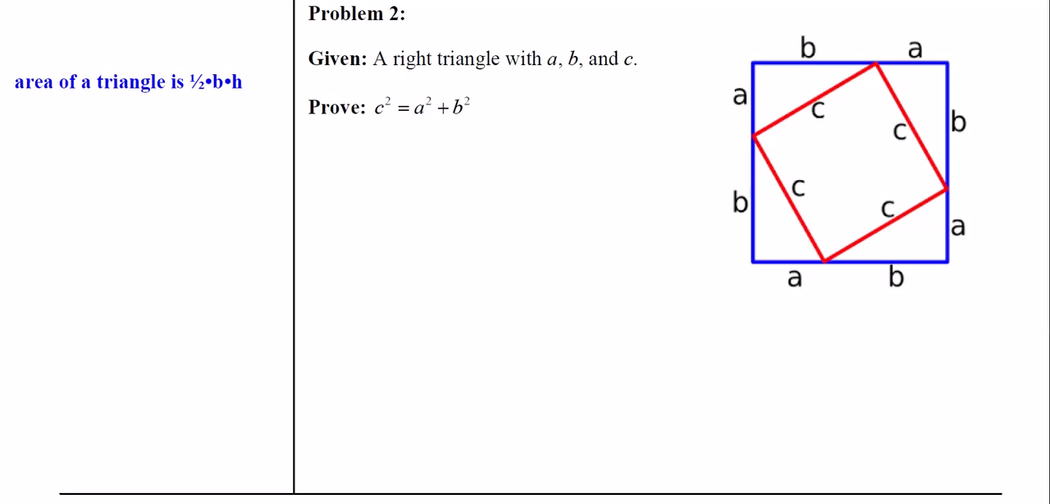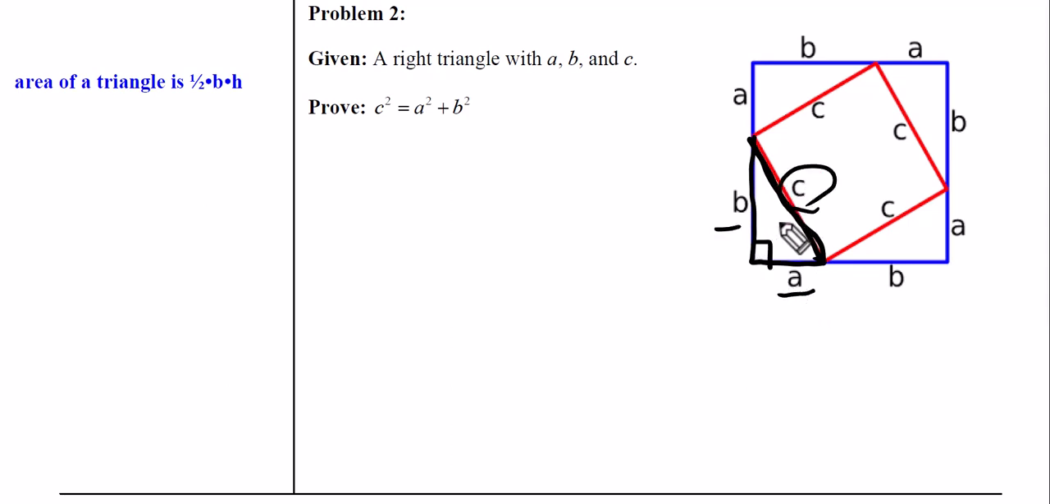Problem 2. This is not Bhaskara. This is a more traditional Pythagorean theorem proof. We start with the same given, a triangle ABC. So imagine, if you will, that we start with this triangle right here, and it's a right triangle. It has legs a and b with a hypotenuse of c.